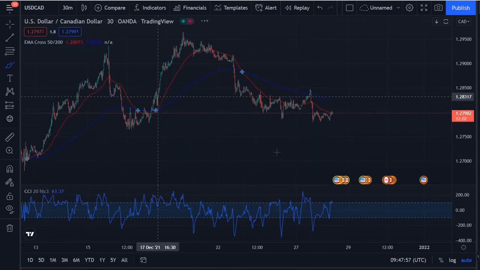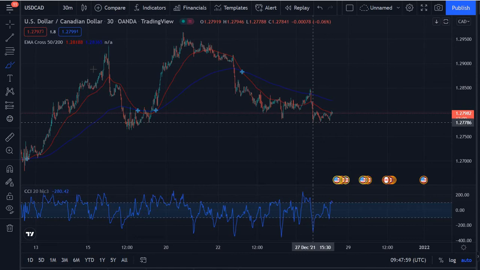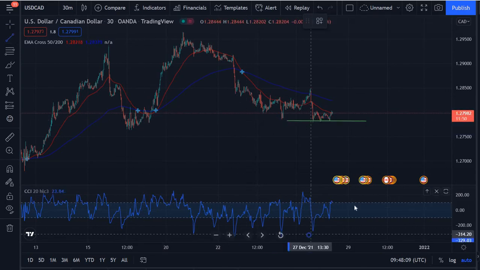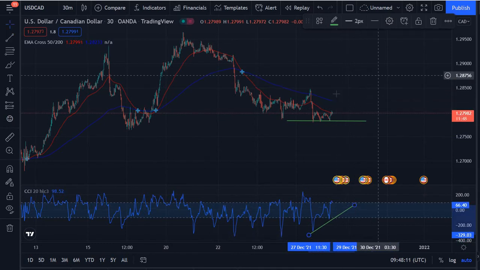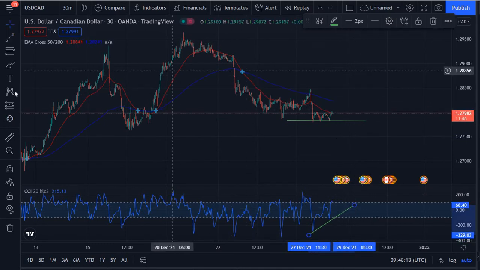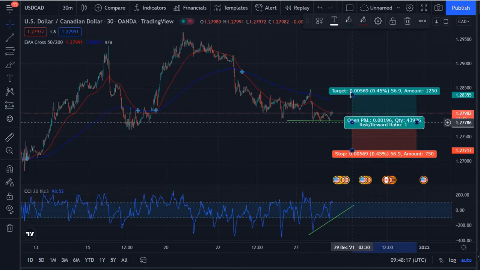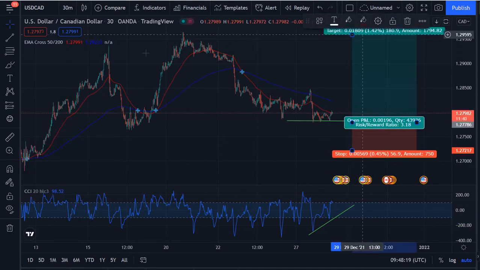30-minute chart. So here, yeah, here we kind of had a straight line, rather here, and here the CCI started to shift, so this is where we could start to turn around. So this is where I would be a buyer, as I said. Long position on the USCAD, simple as that.